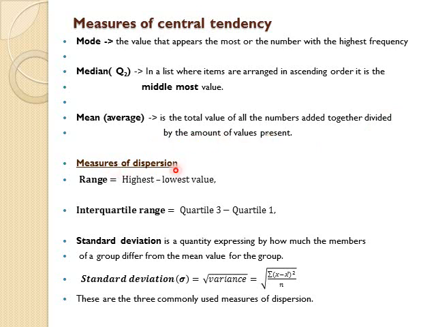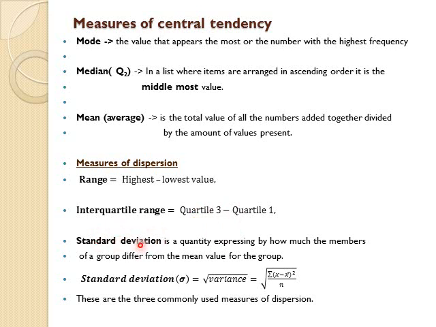Then measures of dispersion: we want to know how our data is dispersed from one point to another. So there we have range, which by now I assume you know is highest minus lowest value. We have interquartile range, that's my middlemost 50%. So quartile 3 minus quartile 1, 75% minus 25%, gives me my middle 50%.